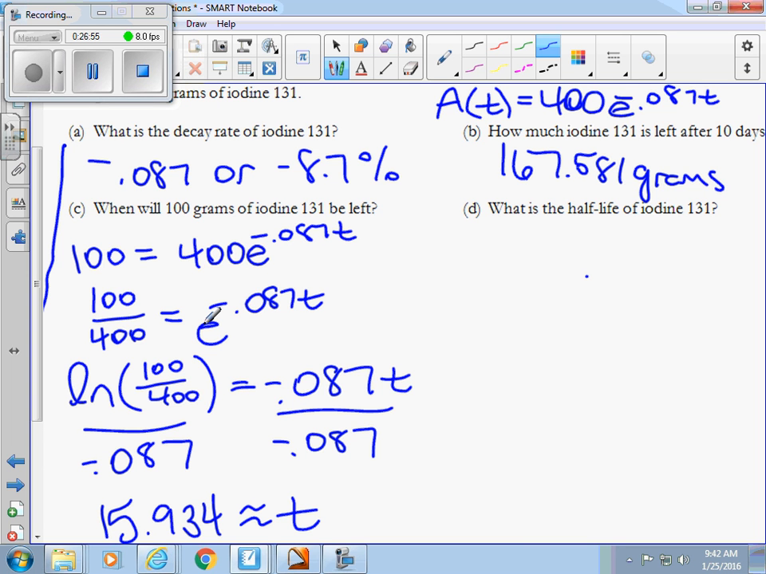Now they did tell us the 400, but I want to show you something because this is something that you will be asked often. I'm going to pretend they did not tell us the 400. I'm going to pretend I don't know that. Just for pretending purposes.